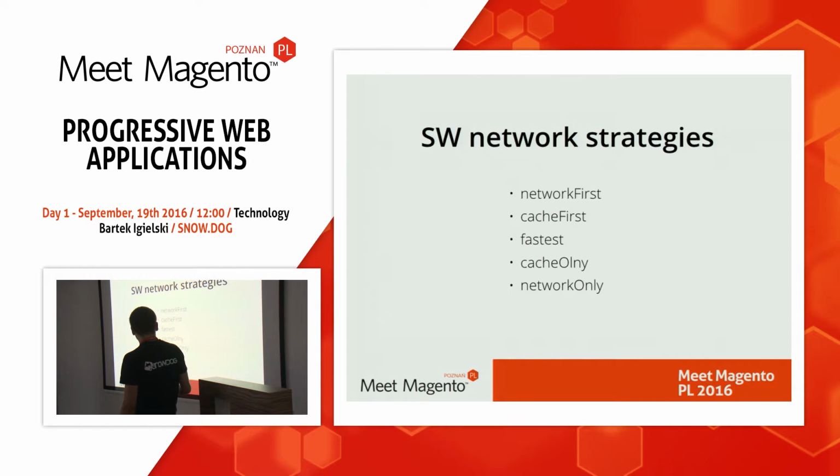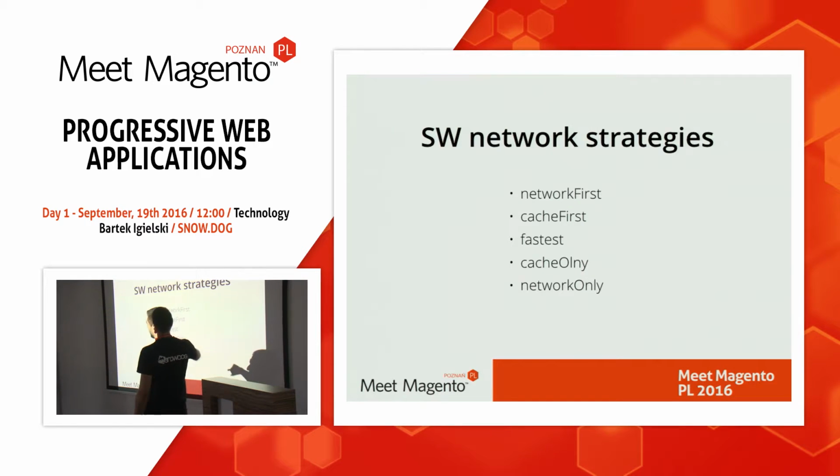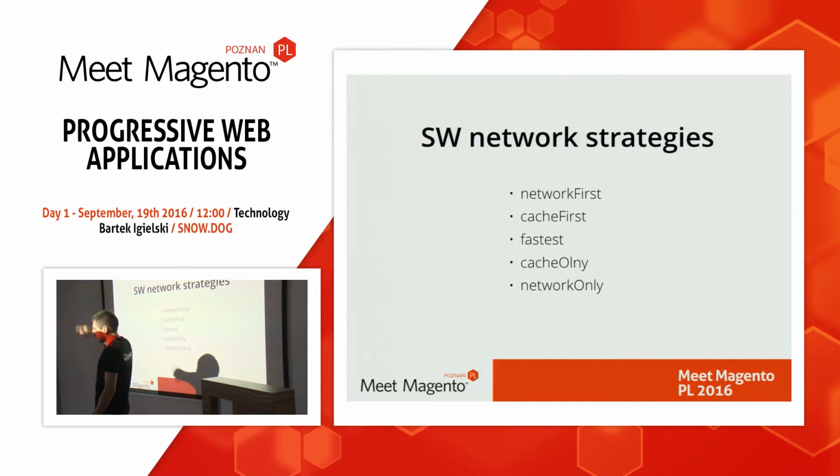The third way is the fastest. In the same time, we ask for data from the cache and the network, and the fastest wins. In most cases, the cache will be the fastest way. But if the network responds, we can update the cache, and then on the next request, the data will be a little bit more updated than before.